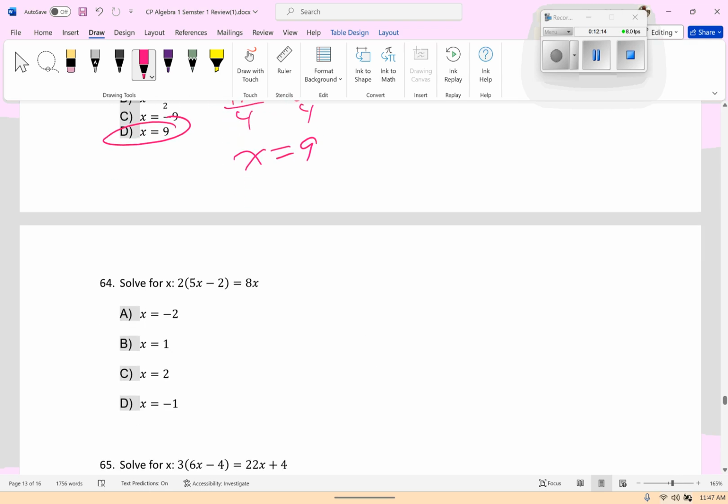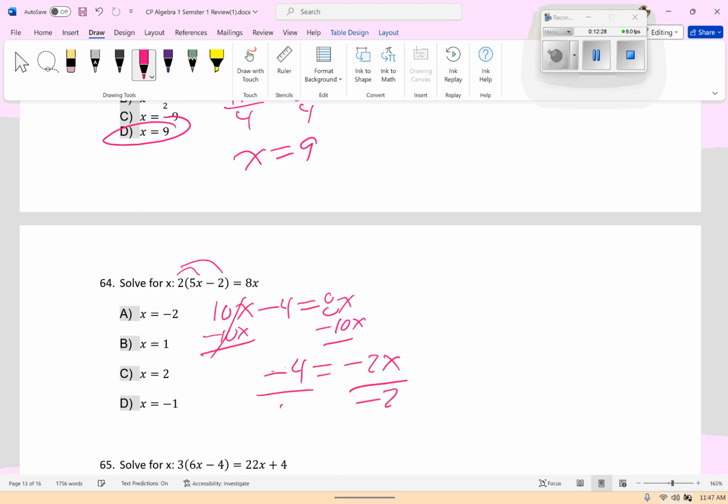For this one, we want to solve for x, so I'm going to distribute over. So I'm going to get 10x minus 4 equals 8x. Subtract 10x from both sides to get x by itself. So those cancel. -4 is equal to -2x. Divide both sides by -2. Negative over negative is positive. 4 over 2 reduces to 2. So x equals 2. The answer has to be C.